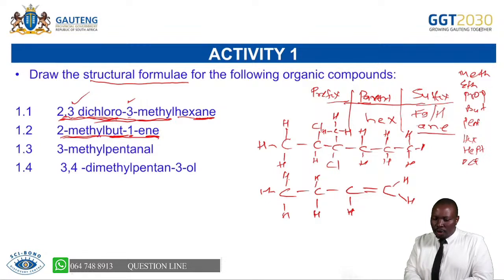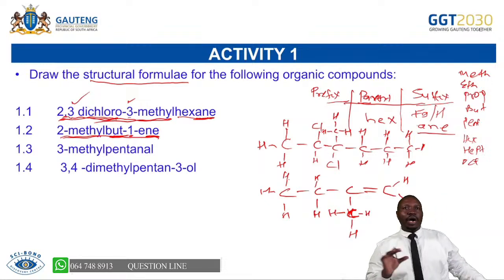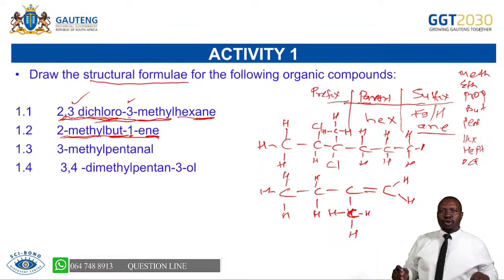So you must know that you have a methyl there, which is a CH3. Methyl is a CH3, so you are able to put a CH3 in carbon number 2. Then that is your structure for 2-methyl-put-1-ene. I think you can see how simple it is to draw the structures.